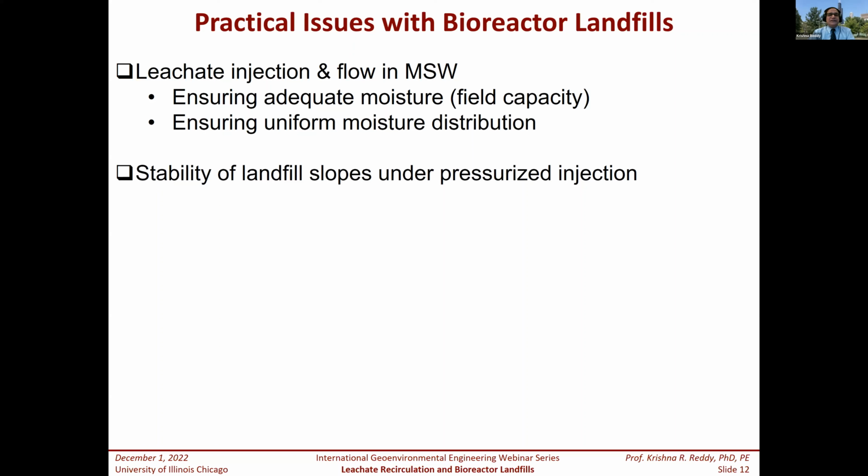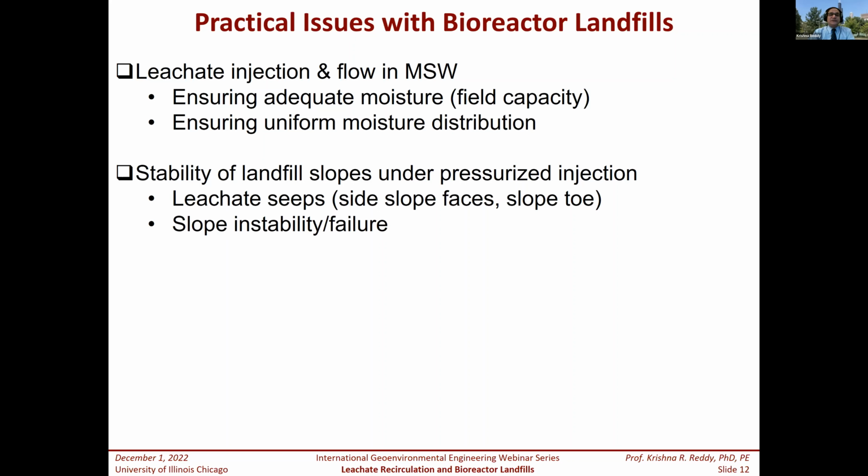Then the other thing is, in geotechnical engineering, everyone knows that the pore water pressures are the culprit for many failures. So here, what are we doing? We are injecting the leachate under pressurized conditions that could actually endanger the stability of the landfill slopes. So you could have leachate seeps, and you could have slope instability and failure issues if you don't inject in a proper controlled manner, right? So that's another practical issue.